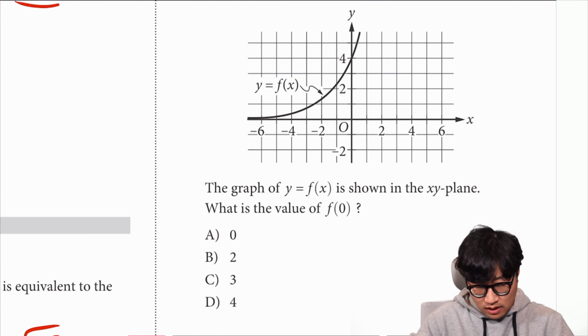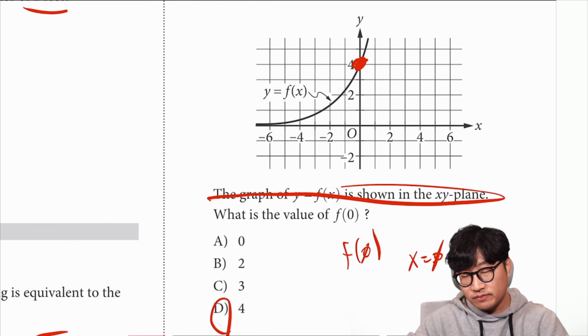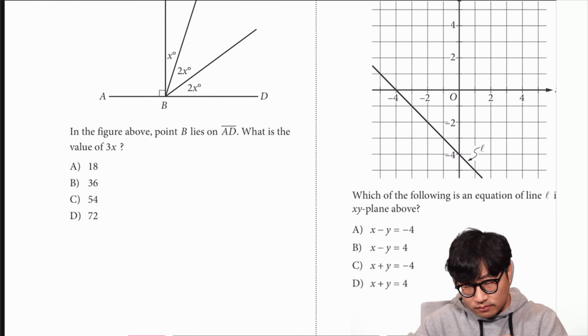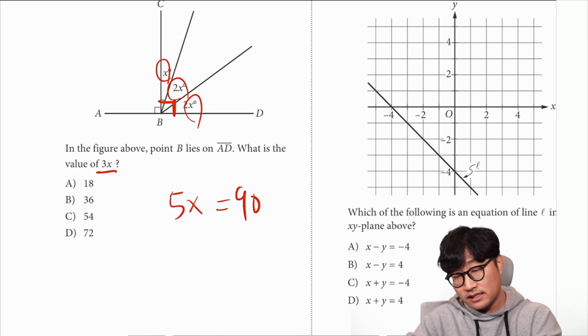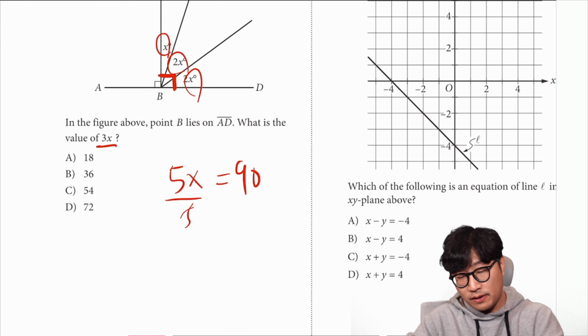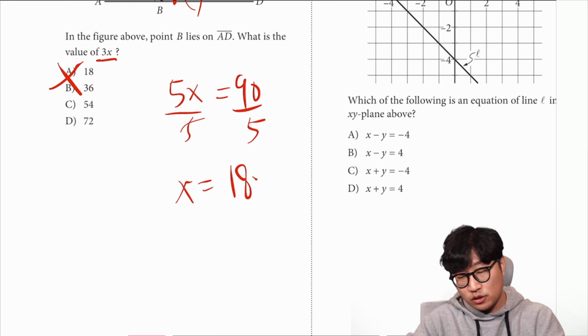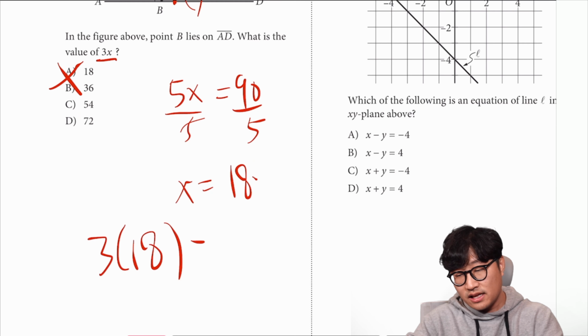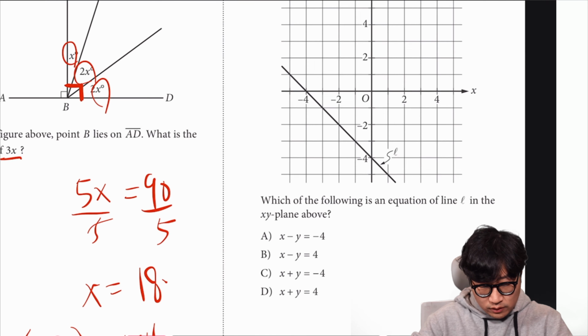Number 7, the graph, whatever, f of 0, aka the x is 0, aka the y-intercept, right there, 4. Next, number 8, figure above, what is the value of 3x? So I want you to notice that x, 2x, 2x, total of 5x, they should equal 90 because that is a 90 degree right there. So divide by 5s on both sides and you get x is equal to 18. Now that's not your answer because you want 3x, so 3 times 18, that's going to give you 54, answer choice C.